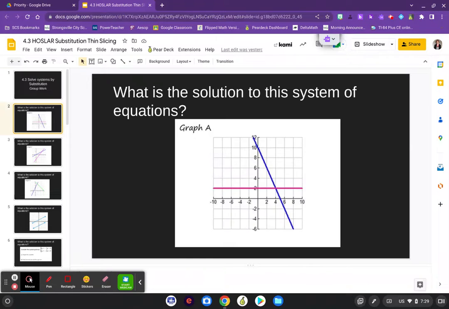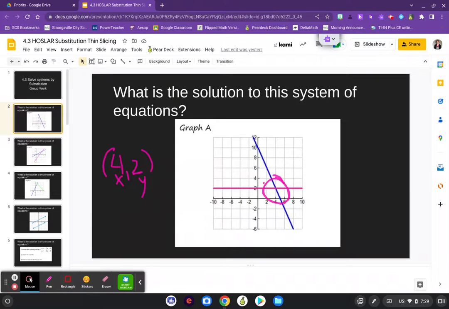To start, we did some practice of just stating what the solution is to the system. When we're talking about the solution of a system, we're looking at the point where they intersect each other. So these two graphs are going to intersect each other at the point (4, 2), and so the solution is the ordered pair (4, 2). The x coordinate is 4. The y coordinate is 2.